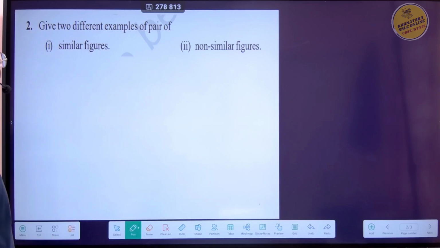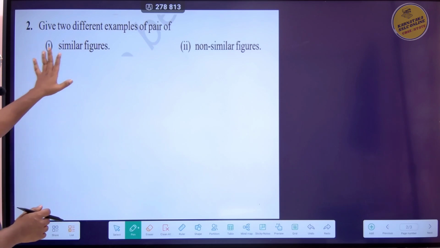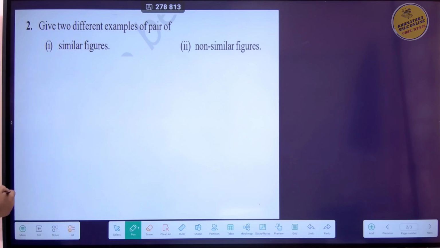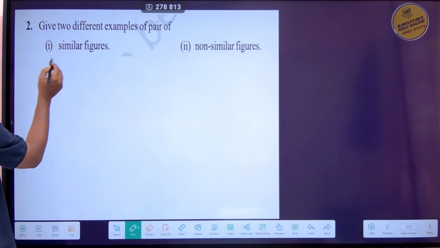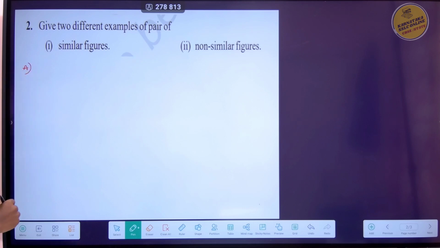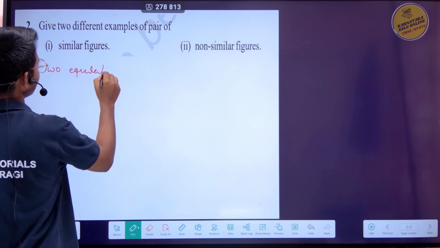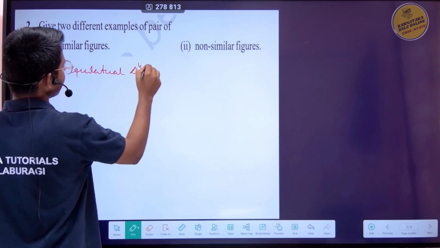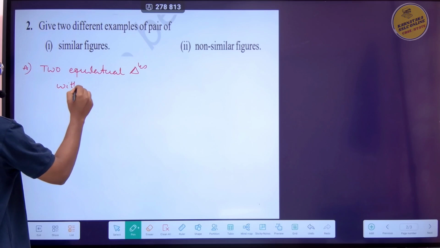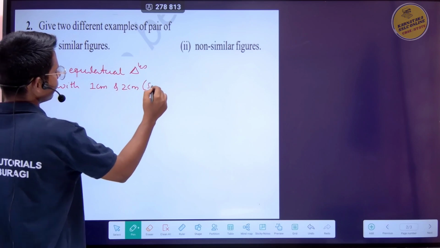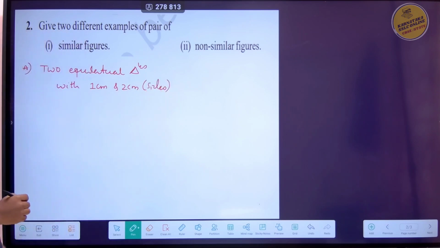Give two different examples of a pair of similar figures and non-similar figures. You need to give two different examples. So for the similar figures, I'll give the first example. I'll consider two triangles, two equilateral triangles, with sides of 1 centimeter and 2 centimeter. One triangle has sides of 1 centimeter, the other triangle has sides of 2 centimeter.